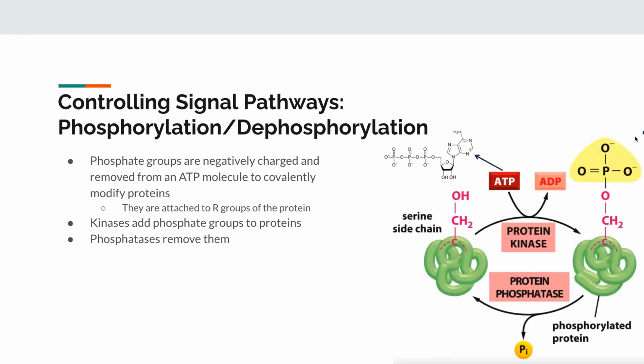I just said negative. I just want to make sure that everyone understands that the phosphate groups are negatively charged. So if you're adding a phosphate group, you're adding a negative charge to your protein.